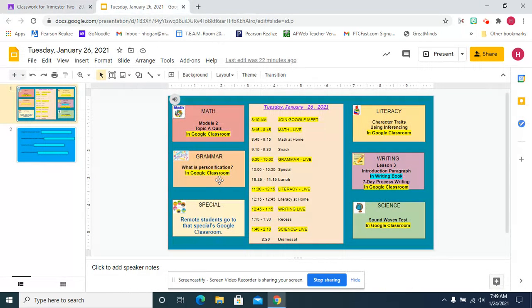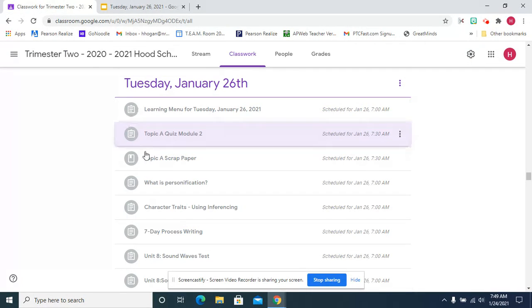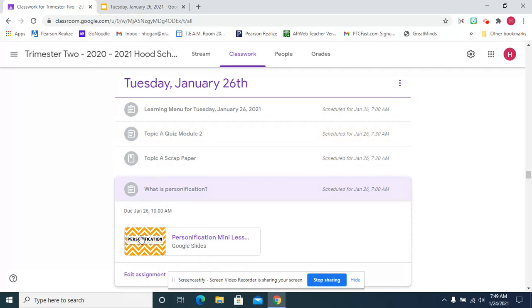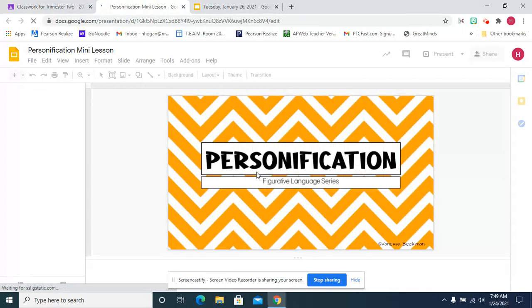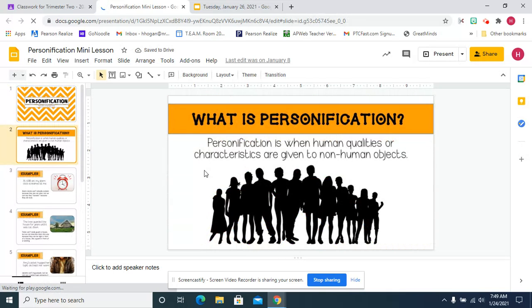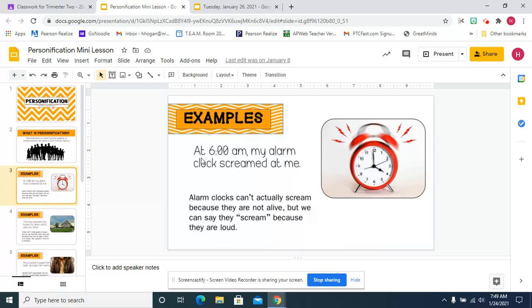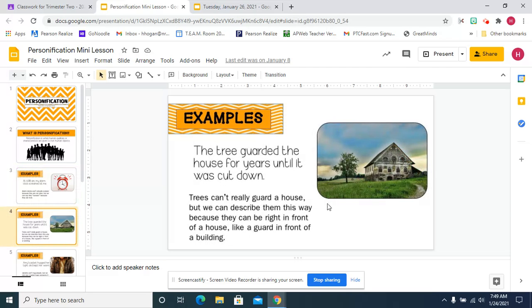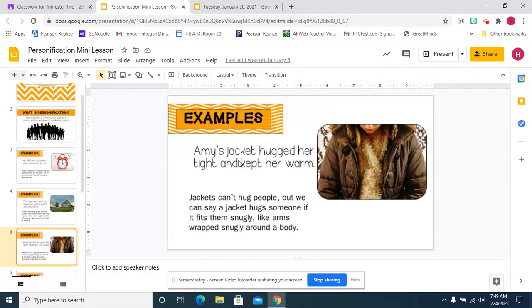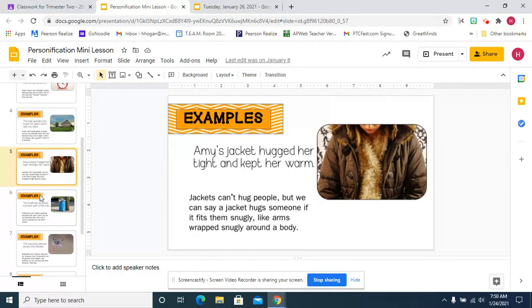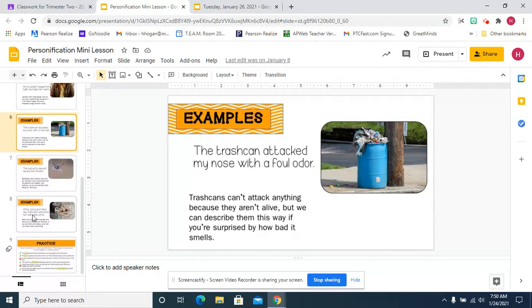For grammar, we're going to begin working on personification, and personification is when objects take on the qualities of a person. So this is our grammar, and personification is when human qualities or characteristics are given to non-human things. So at 6 a.m. my alarm clock screamed at me, because alarm clocks cannot scream. The tree guarded the house. Trees can't guard houses. Amy's jacket hugged her. Jackets can't hug. So we have some examples here.